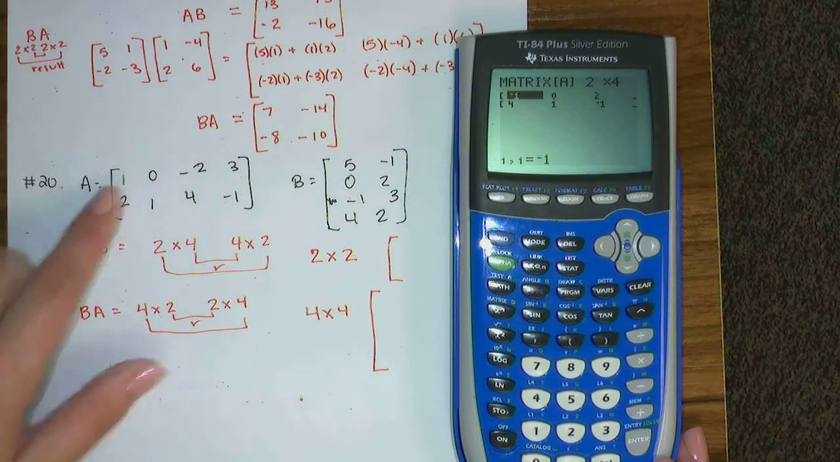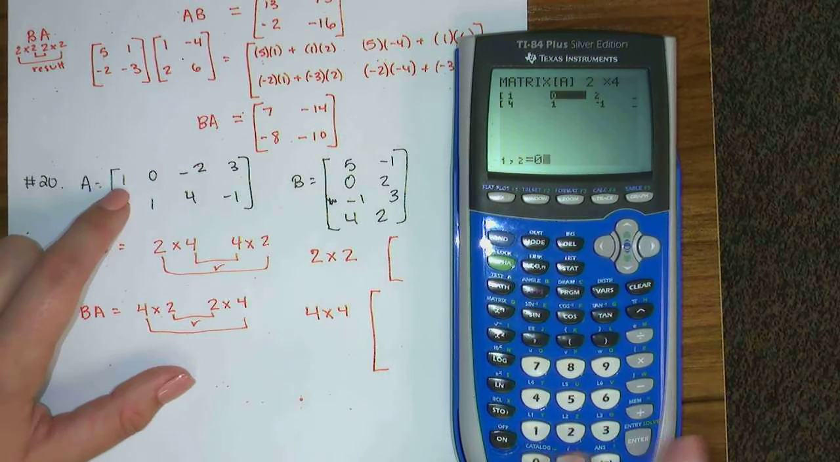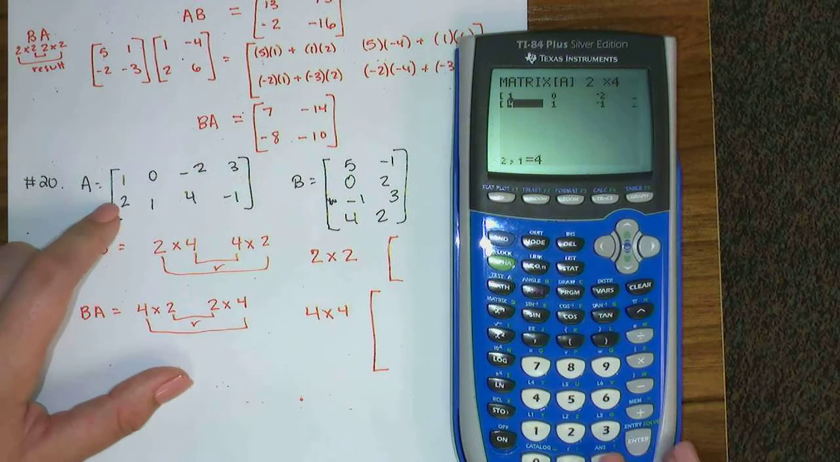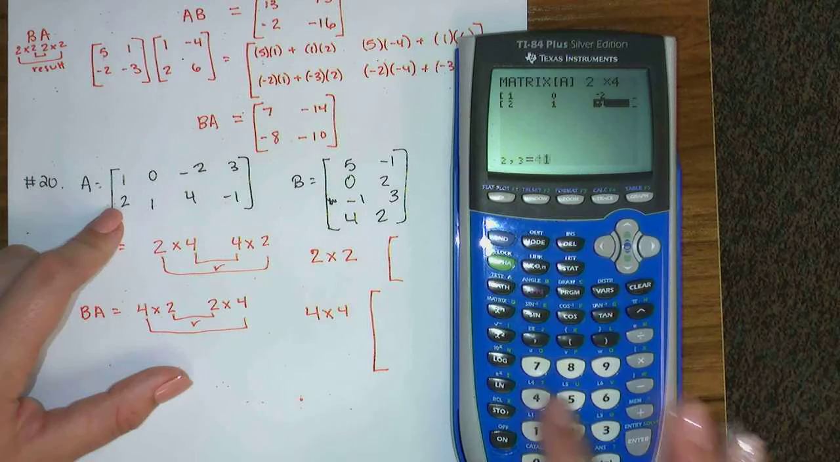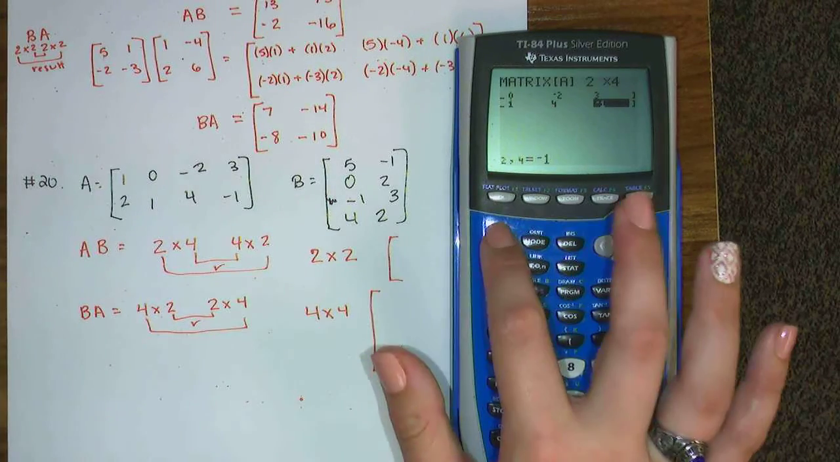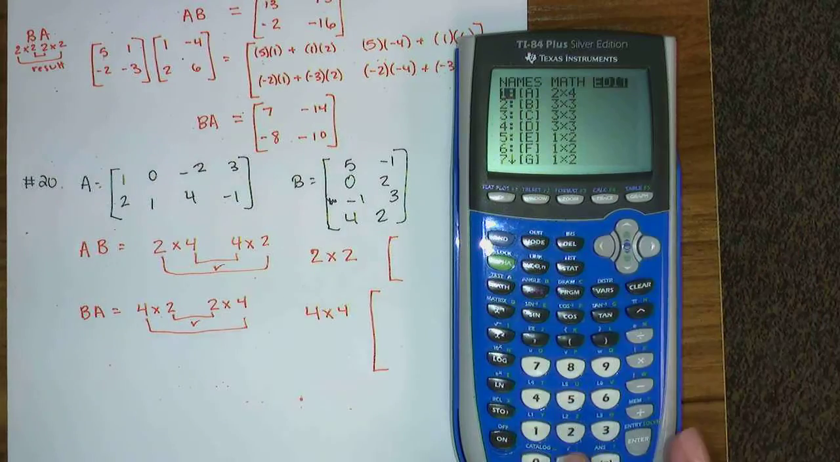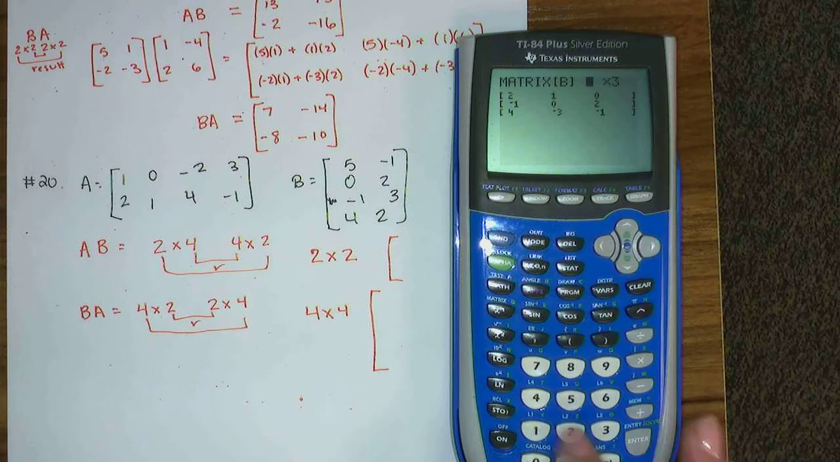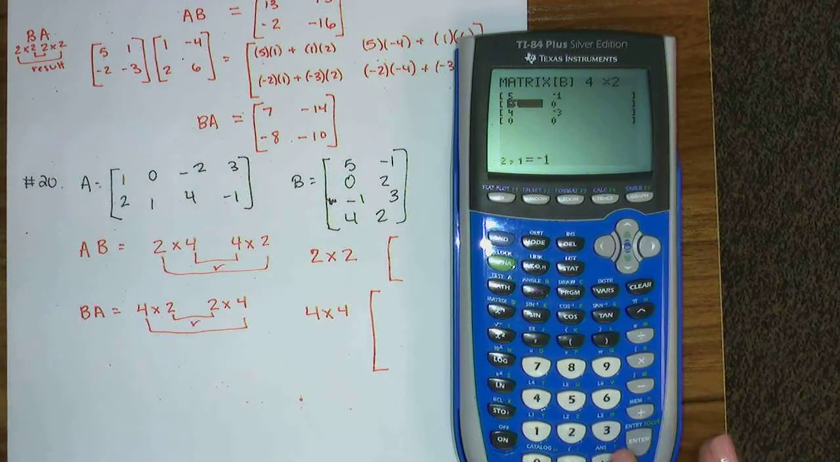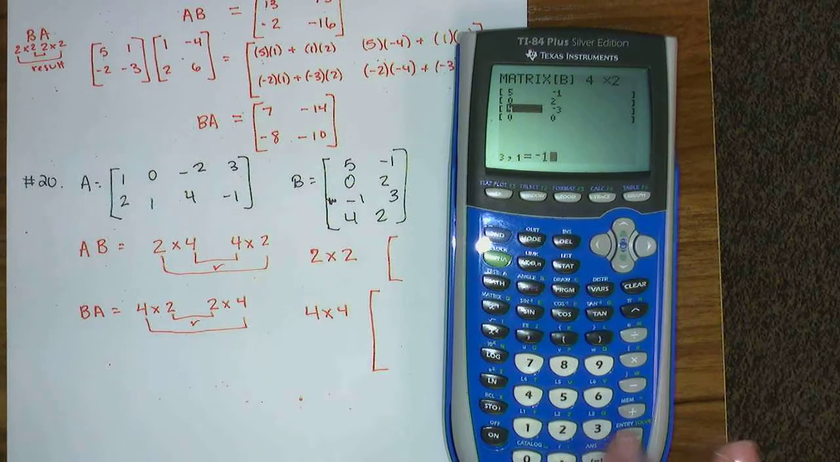Reading it across: 1, 0, negative 2, 3, 2, 1, 4, negative 1. Second quit. Second matrix, over to edit. We're going to edit matrix B and make it a 4 by 2. So now we have 5, negative 1, 0, 2, negative 1, 3, 4, 2. Okay, and if I'm going too fast, just pause the video and go back a little bit. Just try not to waste a ton of time.